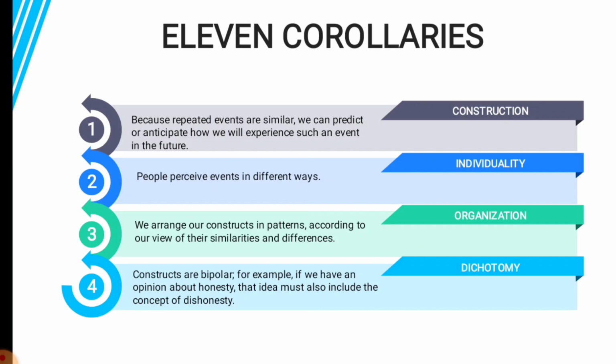Number 4 is dichotomy corollary. So constructs are bipolar. For example, if we have an opinion about honesty, that idea must also include the concept of dishonesty. Okay? So pantay-pantay lang daw, or it has opposite poles.